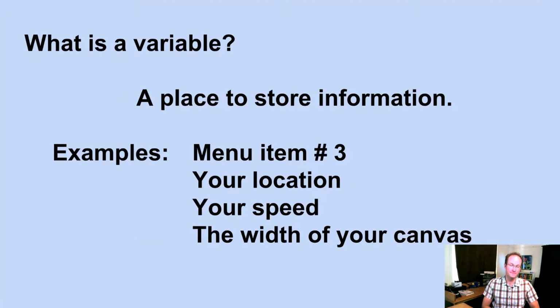Okay, what is a variable? A variable is a place to store information. In math class, it's always been X, Y, or Z, but really a variable is a place to store information. One silly example is menu item number 3. If you go to a restaurant that has numbered items on the menu and you say, I want item number 3, they'll understand what you want and they'll bring you whatever it is that is in the place of menu item 3. Other things that we can represent with variables may be your location or your speed, or in processing, the width of your canvas.